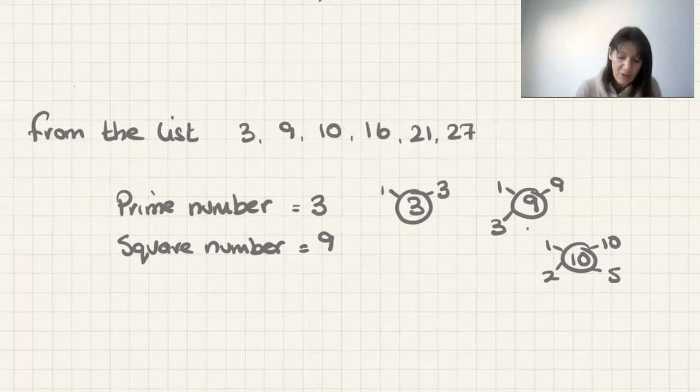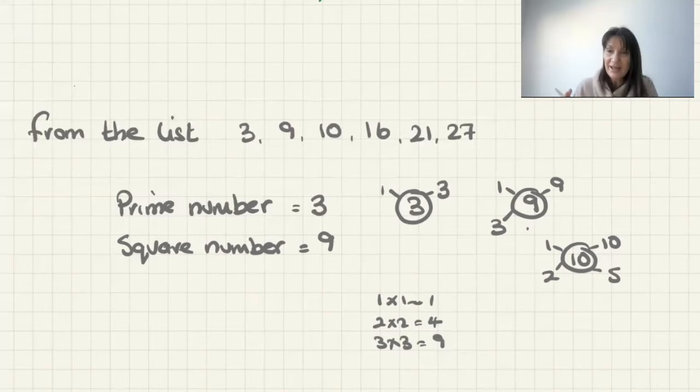The other way, obviously, and probably easier way to find a square number from a list is to just say, okay, I know square number means multiply by itself. So I'm going to do 1 times 1, which is 1. That's not there. 2 times 2 is 4. That's not there. 3 times 3 is 9. It's there. That's the one. And I would just keep going like that until I found it. If I couldn't see it from the list, I would do that to try and find it.